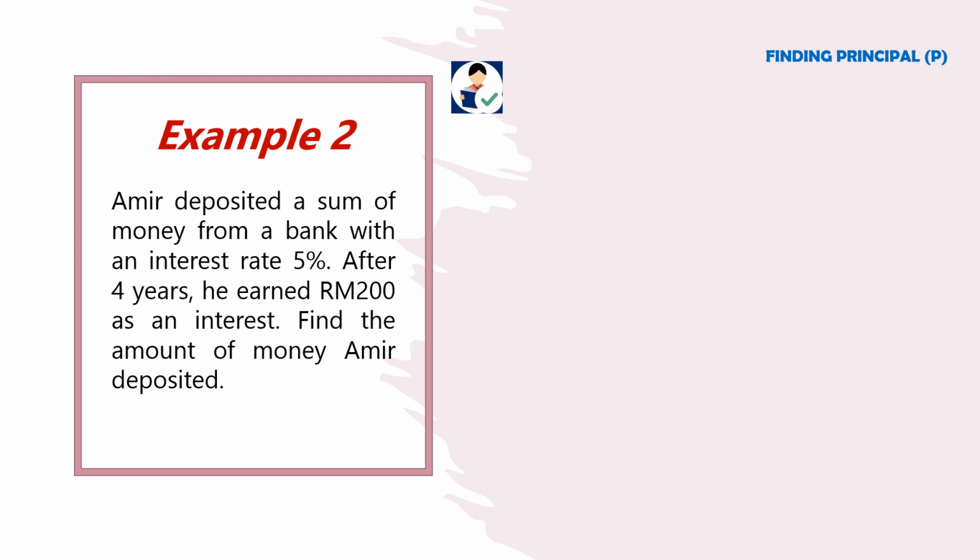Based on this question, he earned 200 ringgit as an interest, means I is equal to 200. And 5% is the interest rate, which is equal to 0.05. And T is equal to 4 years. Based on the question, we want to find P, since we want to find the amount of money Amir deposit.